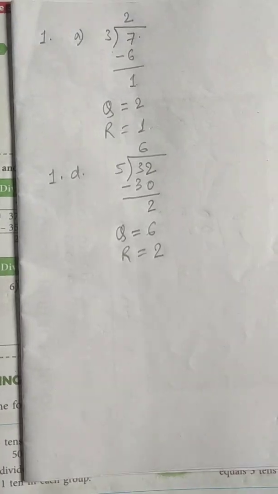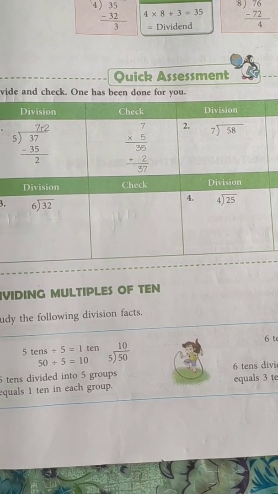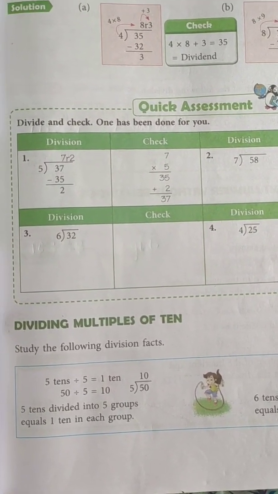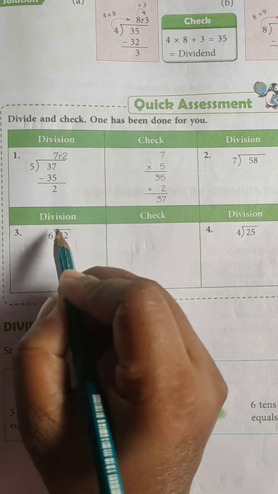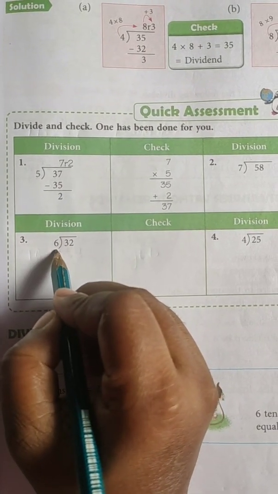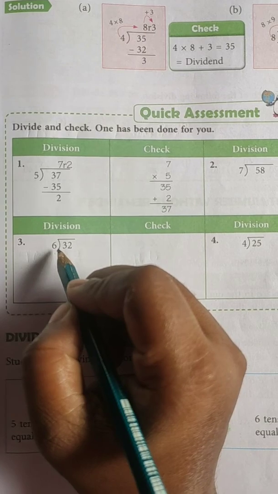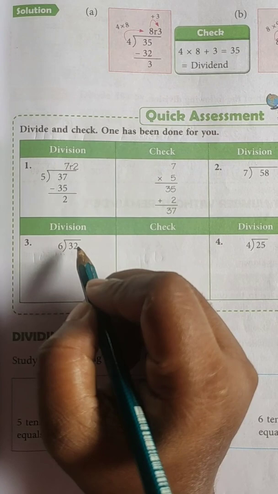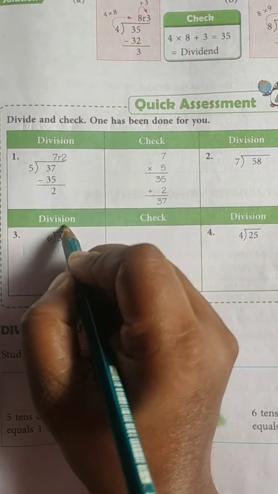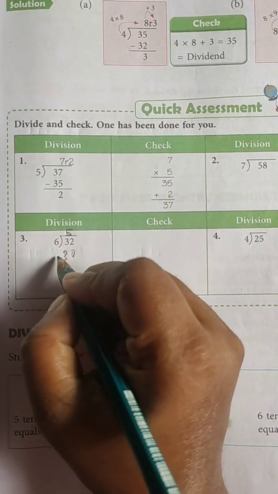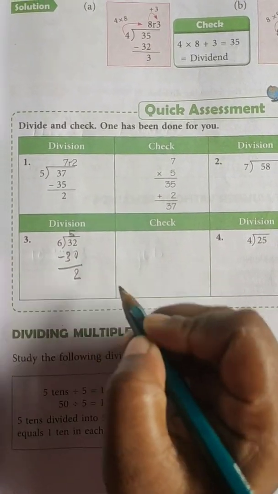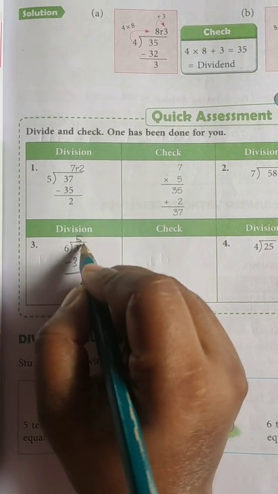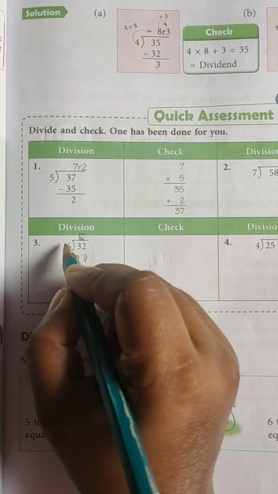Now moving on to the next topic. Here we will do the division and we will check our result. Now as you can see, we have the divisor 6 here, so we will do the division. 6 1s are 6, 6 2s are 12, 6 3s are 18, 6 4s are 24, 6 5s are 30, 6 6s are 36. 36 is greater, so we will take 6 5s are 30. We will do the subtraction, we get 2. So this is the quotient, this is the remainder, this is the dividend, and this is the divisor.